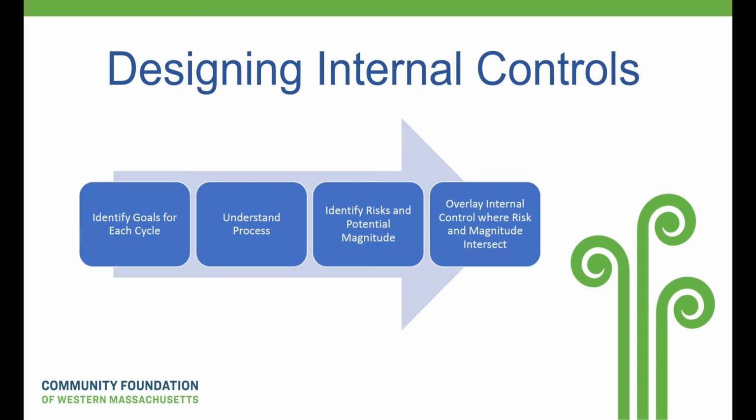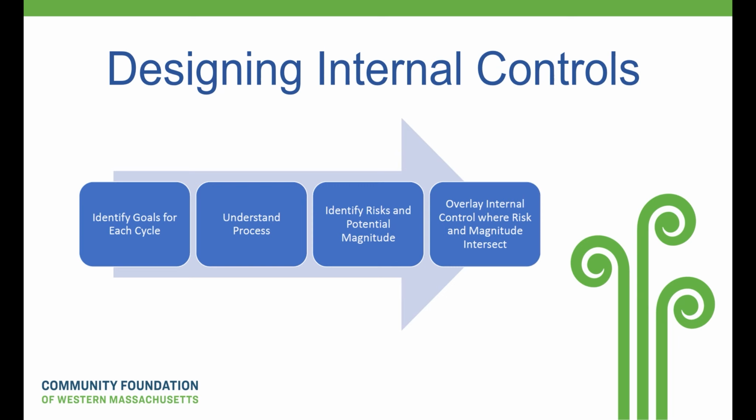So we have lots of different accounting cycles that we think about: payroll, accounts payable, money coming in, money going out. And so what we want to do when we design internal controls is really think about, well, what's the process? When a check comes in, what do we do with it? We want to identify any risks, right? Is it made out to Shannon, or is it made out to the Community Foundation of Western Mass? We want to make sure that we minimize the risk that somebody could take that check and cash it. And then we want to overlay a control to be sure that when it comes in, it gets processed in the way that we want it to.